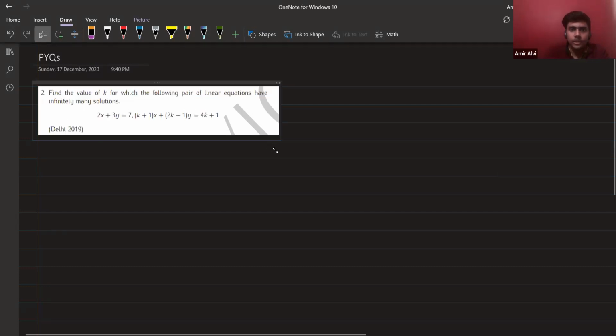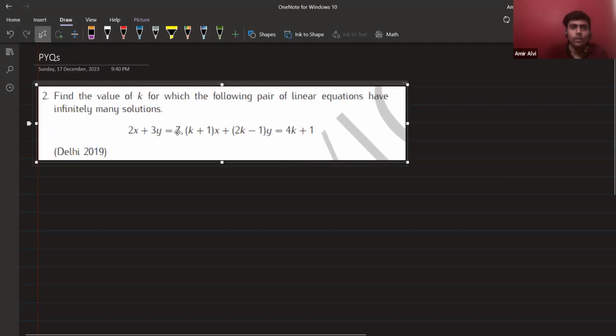Do this question, everybody. Try to do this question. Infinitely many solutions. So there are three concepts. First one is infinitely many solutions, second is unique solution, and third is no solution. In which case are there infinitely many solutions? What should be the relation between the coefficients?